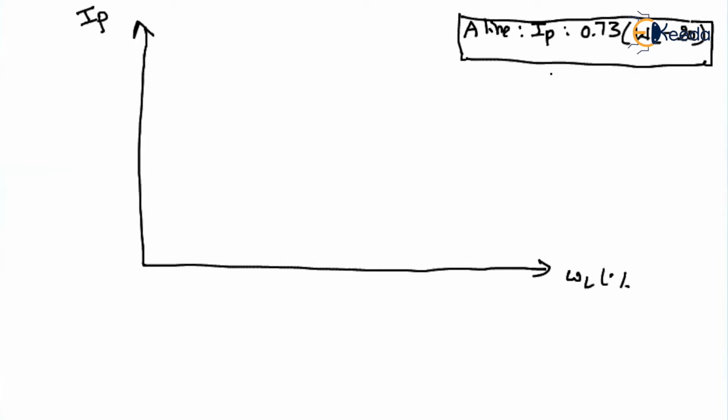So what is the formula for IP of the A-line? IP of A-line is 0.73 × (WL − 20), where WL is the liquid limit. Suppose WL is equal to 20, what is the IP value? 0. If it is less than 20, you get a negative value. So we don't define the A-line IP if your liquid limit is less than 20%. Only if your liquid limit is greater than 20% do we have values. So this is how your A-line will be.